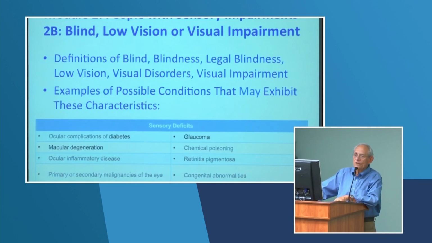It used to be very common out in third world countries, less common now because we test in this country, and there are certainly treatments for it. Chemical poisonings can cause blindness. Of course, congenital abnormalities, injury to the eye, hereditary disease of the eyes, and then malignancies to the eye occur.